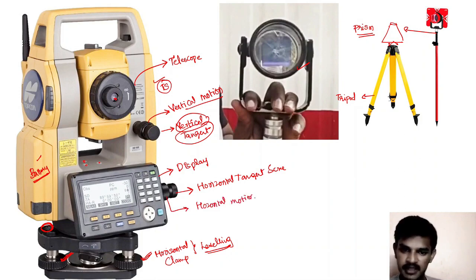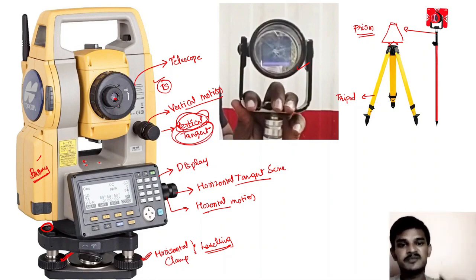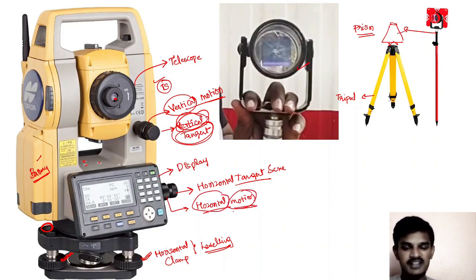The main purpose of the horizontal tangent screw is to rotate this instrument in the horizontal direction, whereas the main purpose of the vertical tangent screw is to move the telescope setup in the vertical direction, so that we can bisect objects present in elevation or depression, right? The motion screws help us in zooming and exactly taking the values of the horizontal and vertical screws. For exactly bisecting the prism, we'll make use of the horizontal motion screw.